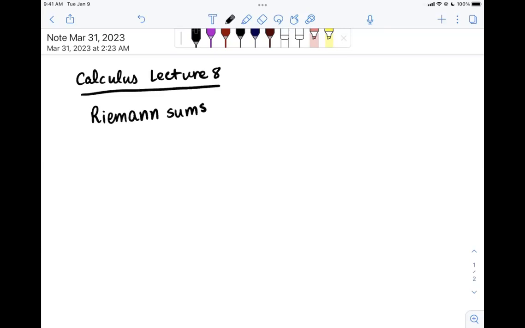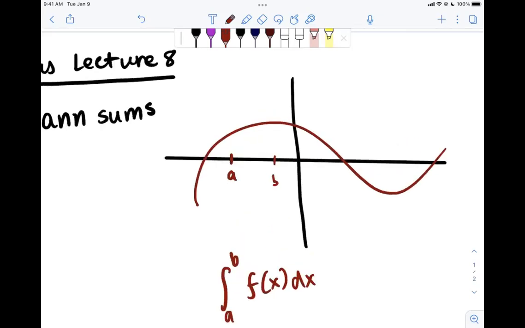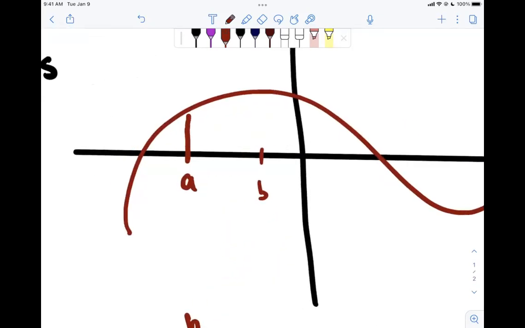So let's say I'm given some curve. Something like this. And I want the integral from this point A to this point B. So it's like the integral from A to B of f of x dx. Now, one way I can approximate this area is by drawing some number of rectangles that are reasonably close to the function and adding up these areas.